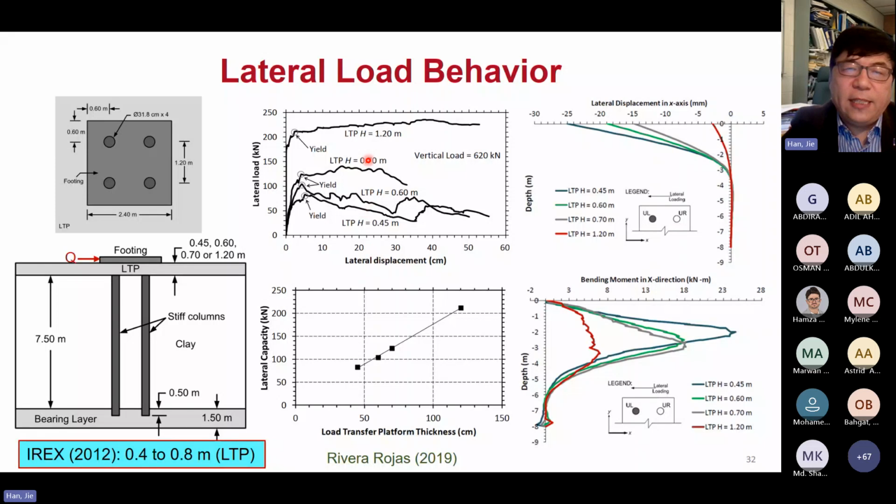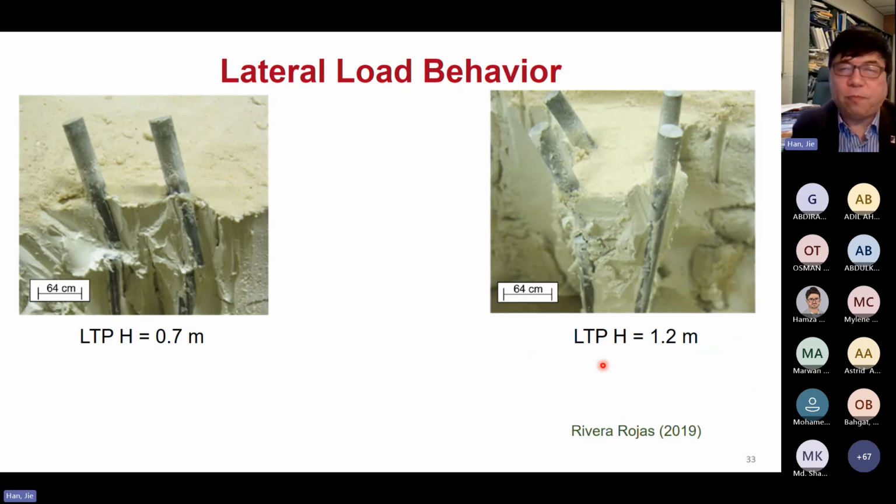As you can see, increasing the thickness of the cushion increases the lateral capacity and also reduces the lateral displacement. Most importantly, increasing the cushion reduces the bending moment on the rigid inclusion. That will minimize the bending failure of the rigid inclusion. That is the benefit of the cushion.